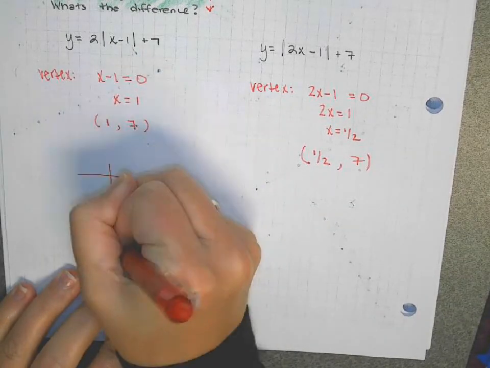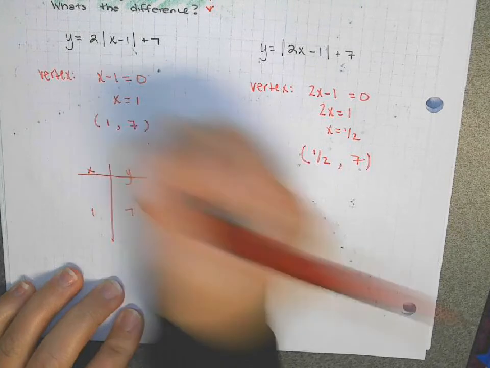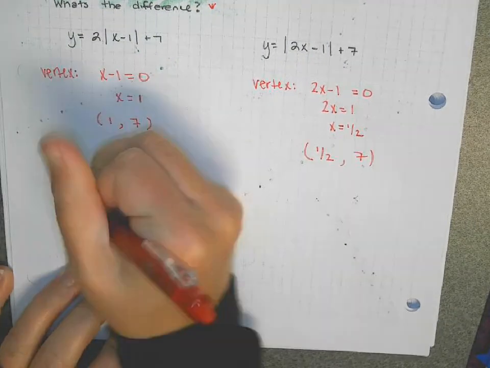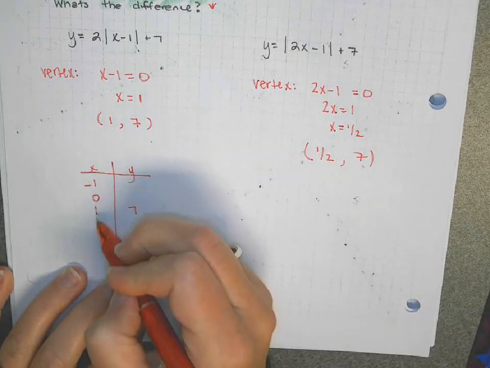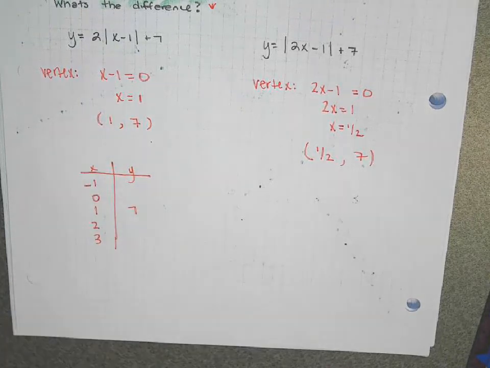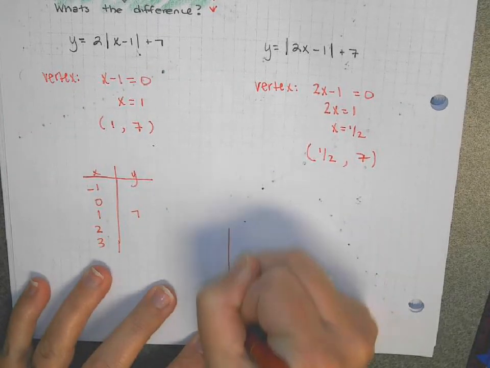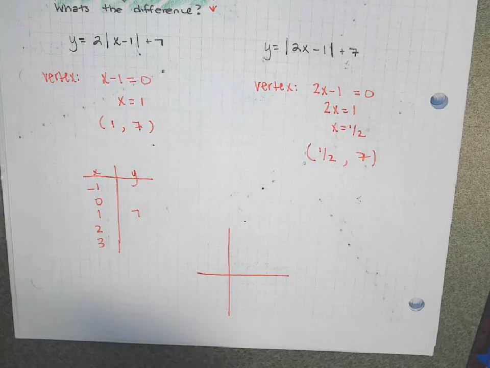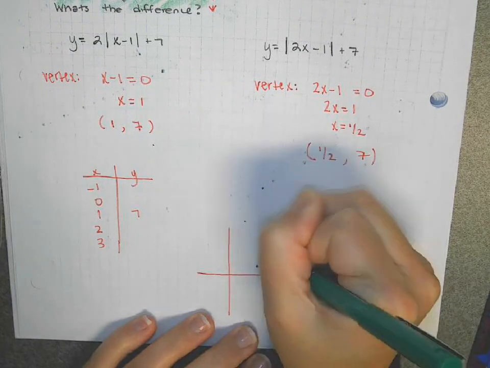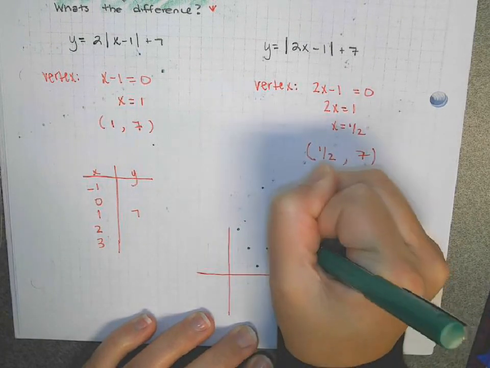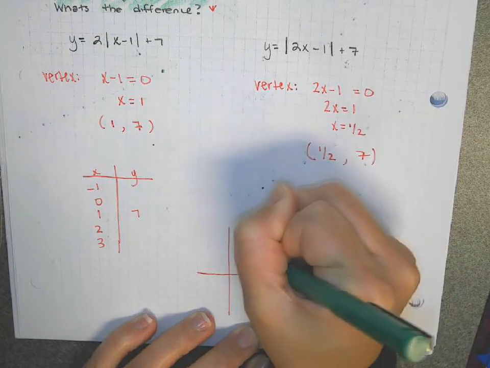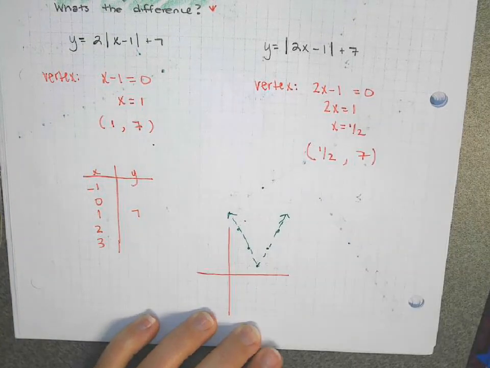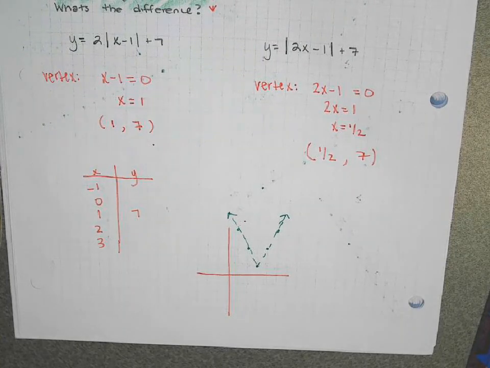Once you have that vertex, then you know that I'm going to put 1, 7 in the middle of my table, and I'm going to find points on both sides of it. So -1, 0, 1, 2, 3. Find more points, and then you can plot them. And then from there, you'll have to say, am I shading, if your graph looks like this, maybe it's dashed. You have to ask yourself, are you shading up or down still?